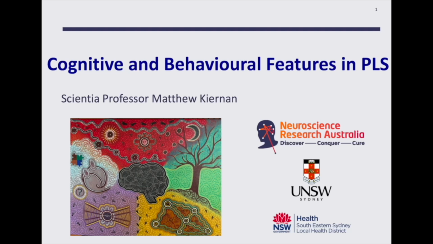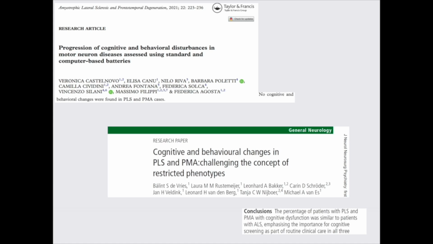Okay. Cognitive and behavioral features. So I just had a quick look at some of the literature that was out there, and I suppose it's quite interesting. There's a range. So obviously the top study, no cognitive or behavioral changes in PLS. And then there's a very precise group in Utrecht, and they felt that patients with PLS had cognitive dysfunction that was very similar to ALS. I suppose the question is, is this an ascertainment effect, or is it how people are being assessed?